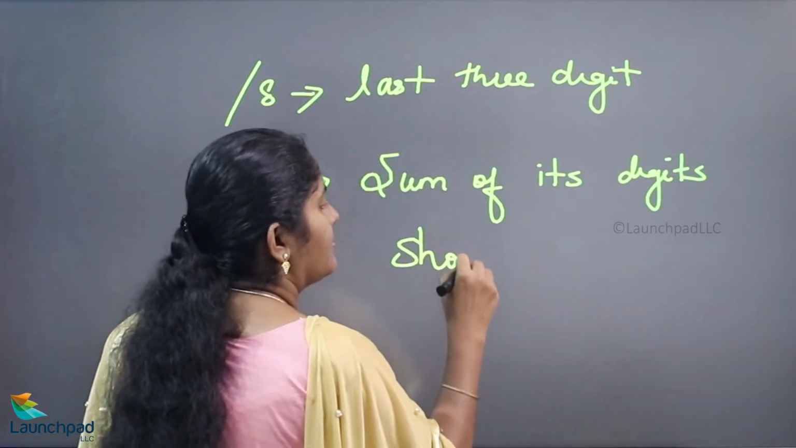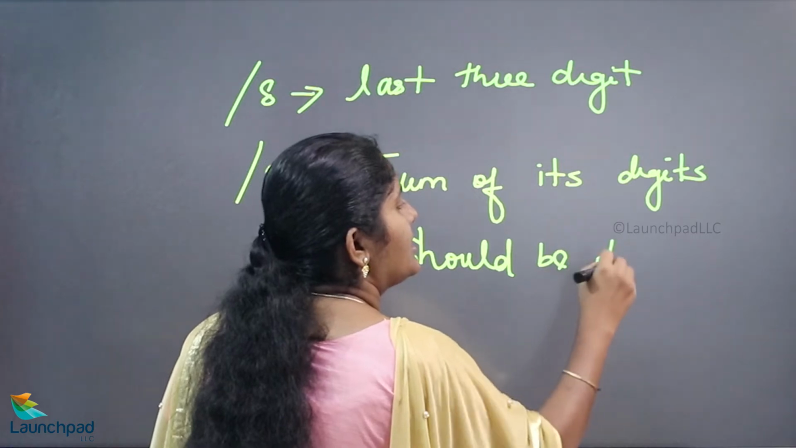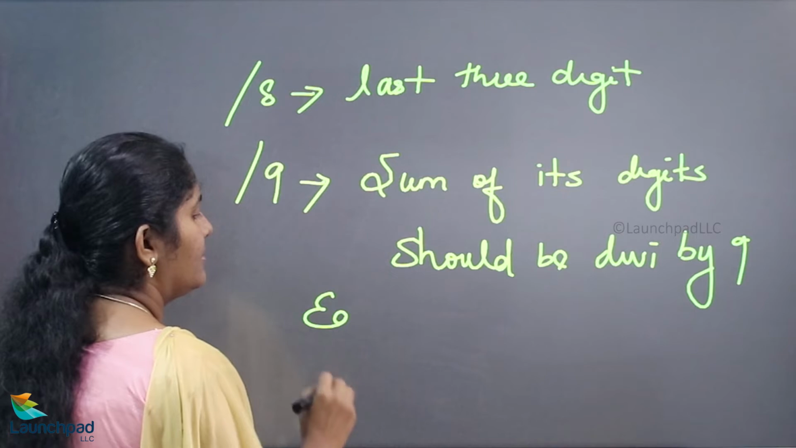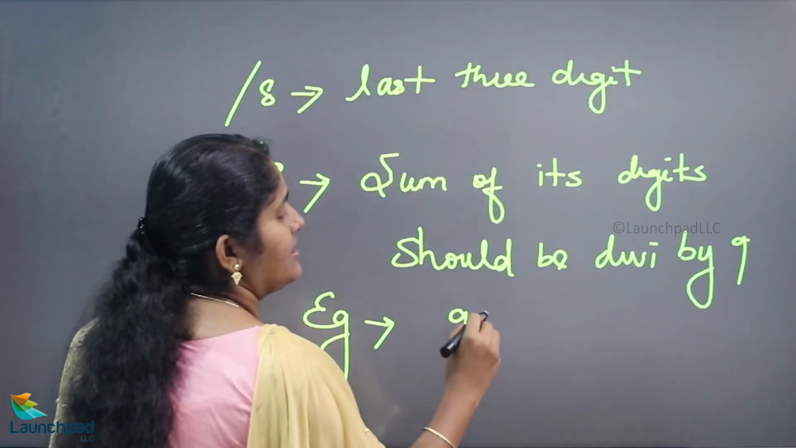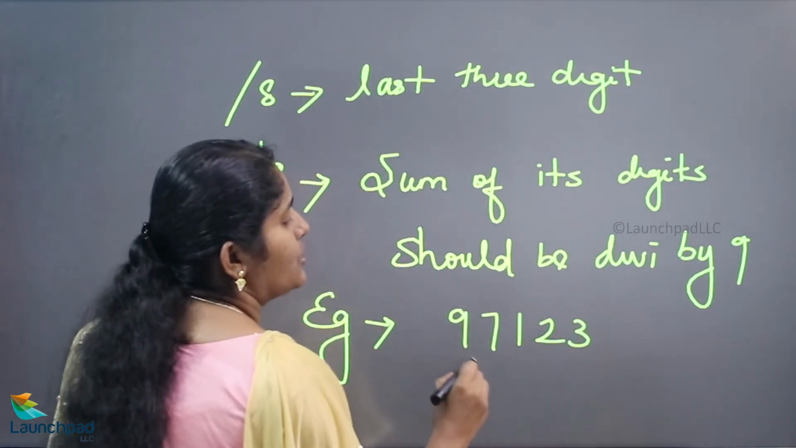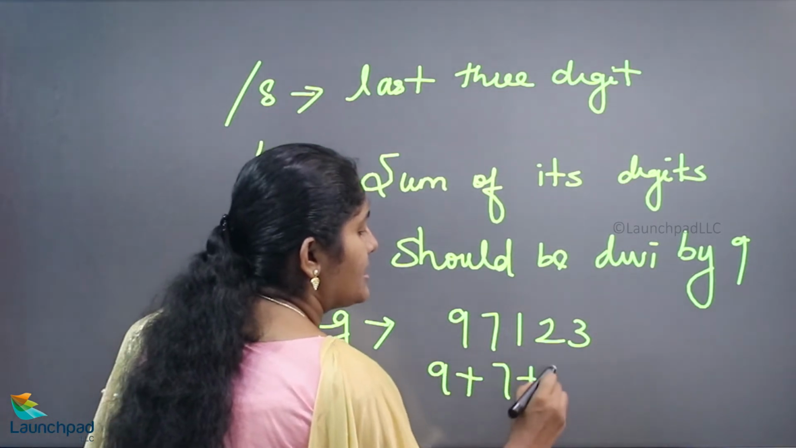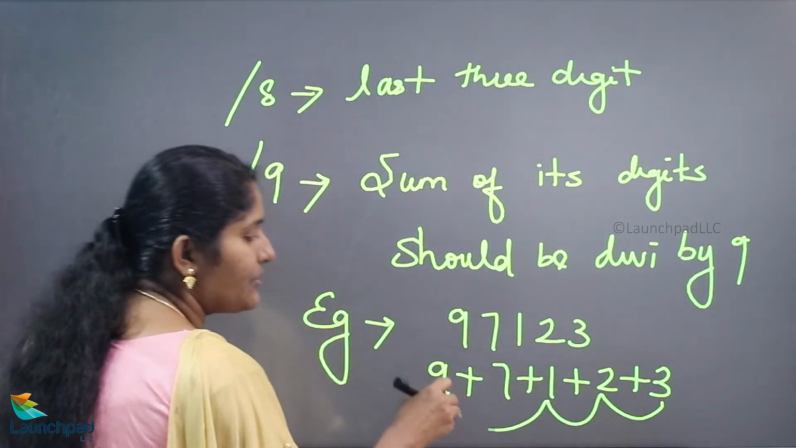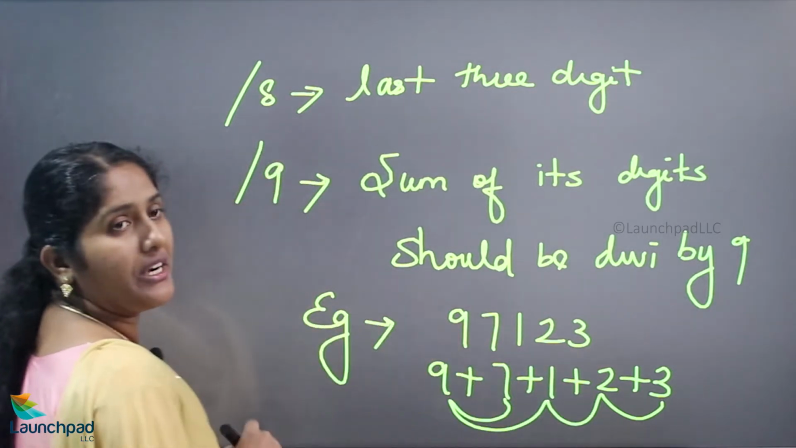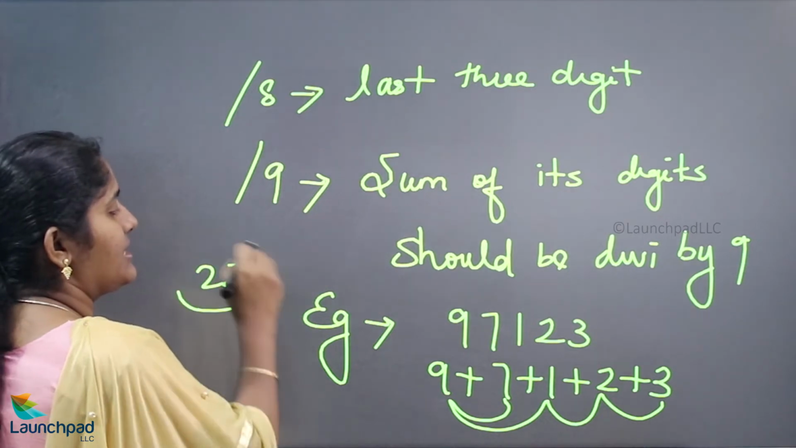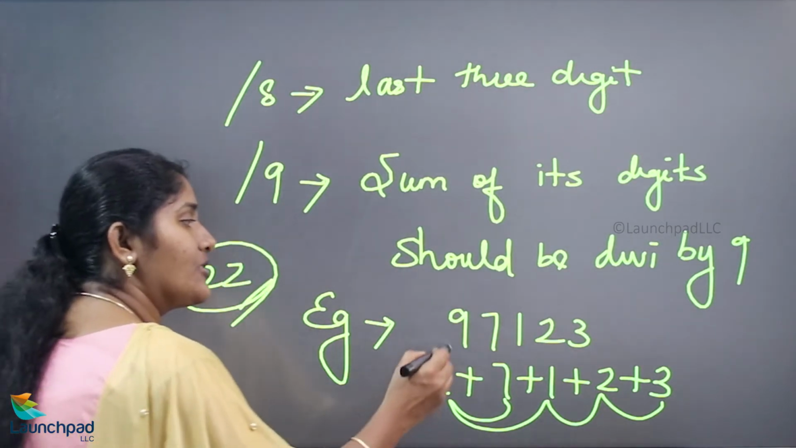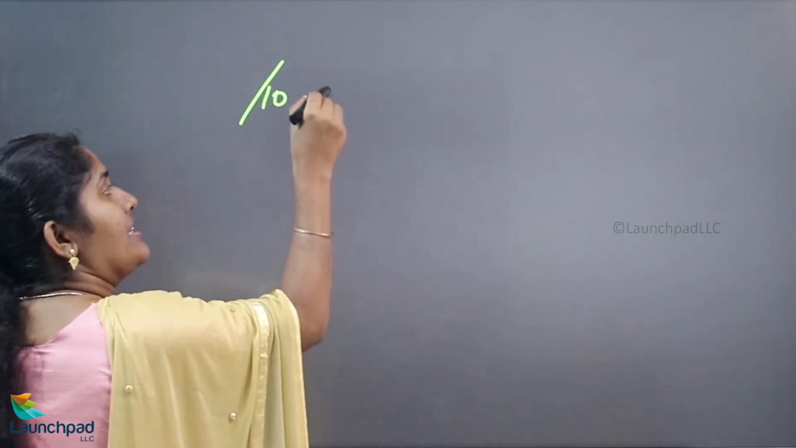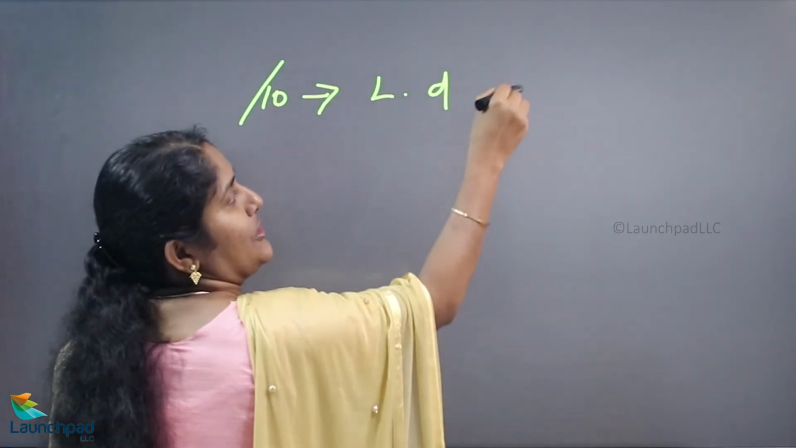should be divisible by 9. Example: 9, 7, 1, 2, 3. So 9 plus 7 plus 1 plus 2 plus 3. 3 plus 2 is 5, 5 plus 1 is 6, 6 plus 9 is 15. 15 plus 7 is 22. 22 is not divisible by 9, so hence the number is not divisible by 9. The divisibility rule of 10 is that the last digit should be 0.